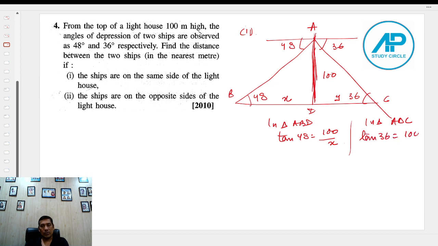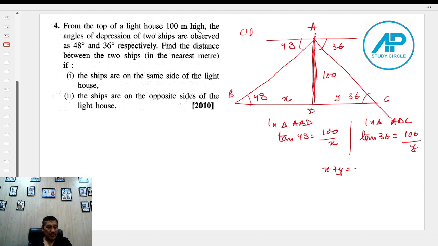tan 36 इक्वल्स टू 100 अपॉन y. इससे आपको x मिलेगा और एक से आपको y मिलेगा. आपको अल्टीमेटली x प्लस y की वैल्यू फाइंड आउट करनी है. tan 48 की वैल्यू कैसे निकाली जाती है? आपकी बुक के एंड में तीन टेबल्स दे रखी हैं, एक कॉस, एक साइन और एक टेंजेंट की. टेंजेंट की टेबल में जो फर्स्ट कॉलम है उससे 48 डिग्री एंगल देखिए, उसके आगे जो नेक्स्ट कॉलम आएगा वहां पर वैल्यू निकालिए.